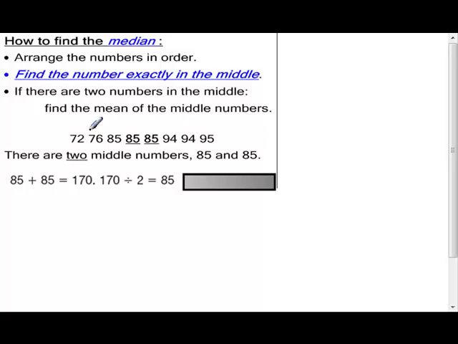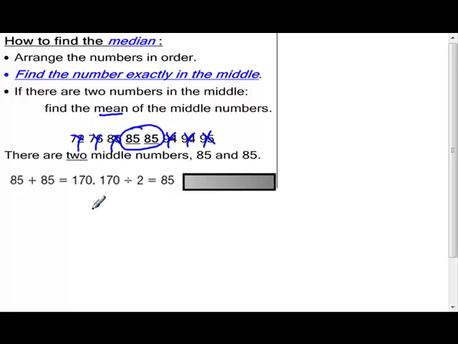Because there are 8 numbers, let me show you how to verify what's in the middle. You take off the first and the last, take off the first and the last, take off the first and the last, and if there are 2 left, that means there are 2 numbers in the middle. If there was an odd number, then there would be just 1 number left, and that would be the number, and you'd be done. But here you have 2 numbers in the middle. So if there are 2 numbers in the middle, you find the mean of the middle numbers.